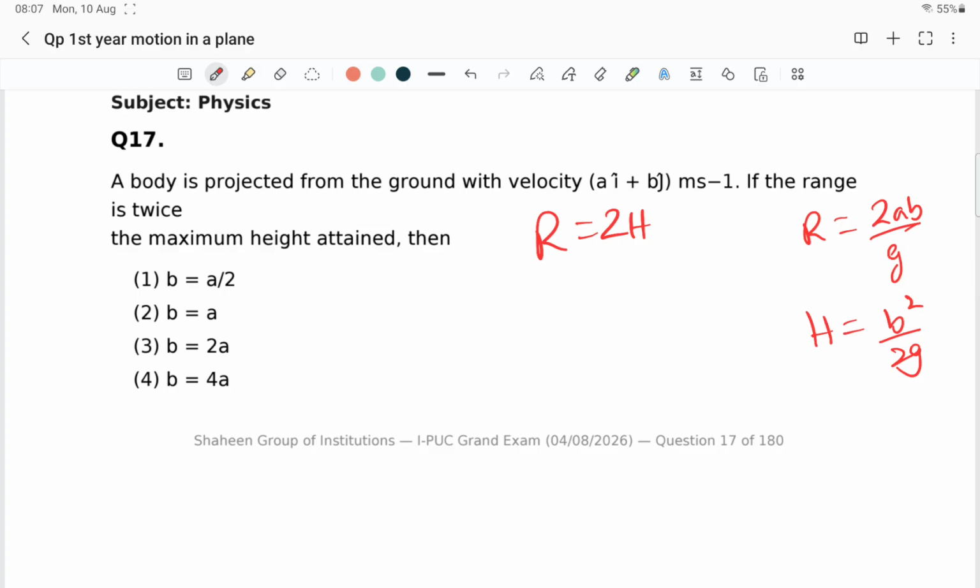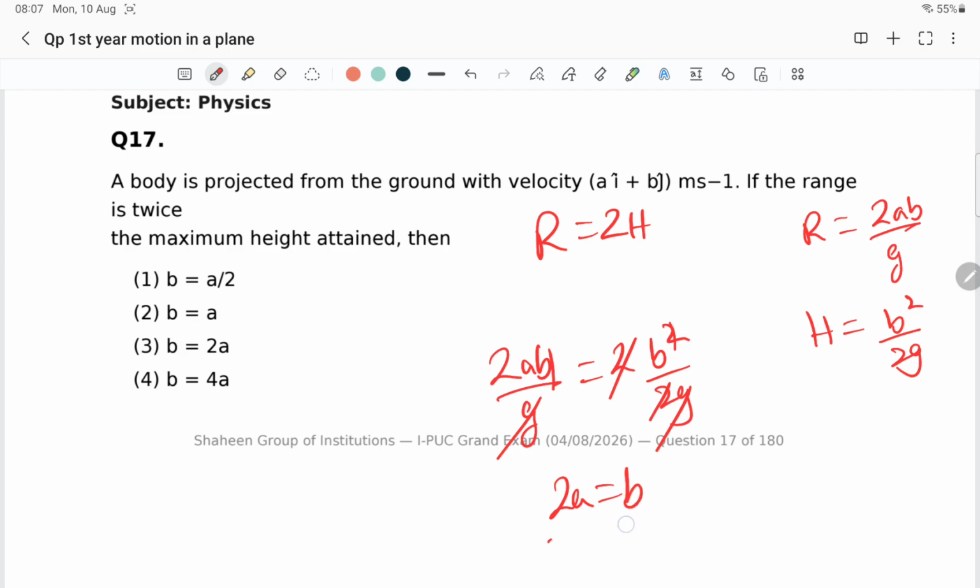So for r, you'll substitute 2ab by g is equal to 2 times the height, 2 times the height means 2 times b square by 2g. 2 gets cancelled, g gets cancelled, b gets cancelled once, so you get 2a is equal to b. Option 3 is the right answer. So this is directly formulas. R equals 2ab by g and h is equal to b square by 2g.